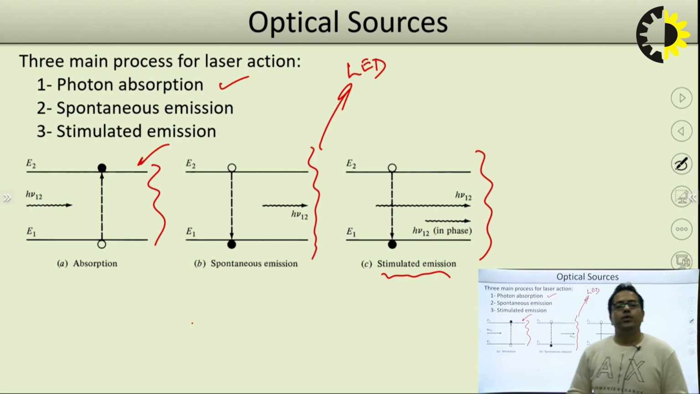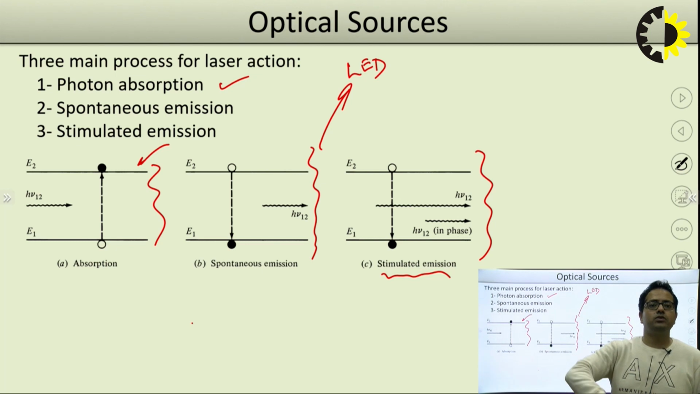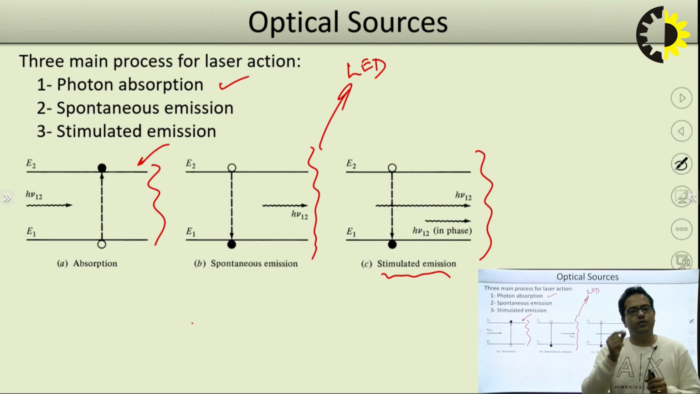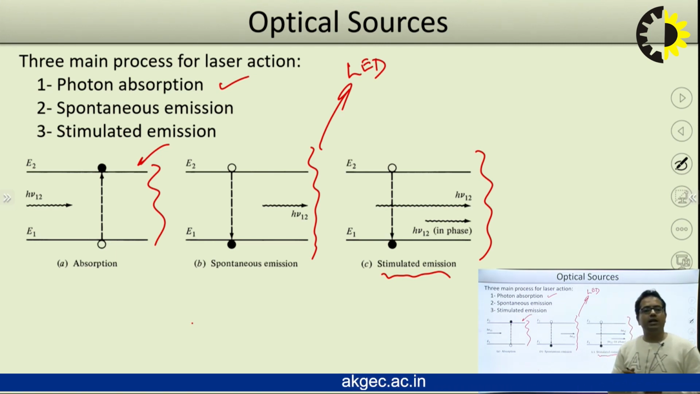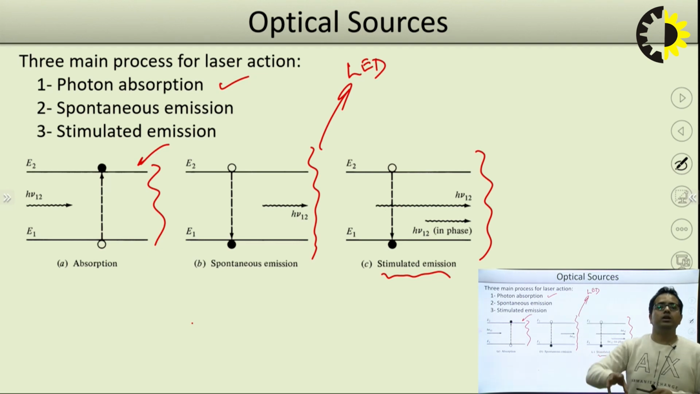In spontaneous emission, something occurs naturally: we are not incident-ing a photon, and we are not forcing the electron to move from a higher energy level to a lower energy level. But if we strike a photon, forcing the electron to move from the higher energy level to a lower energy level, that phenomenon is called stimulated emission, because we are stimulating the electron to move from the higher, unstable level to its stable state, that is the ground level.